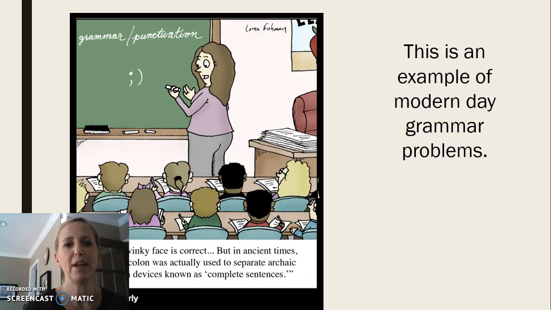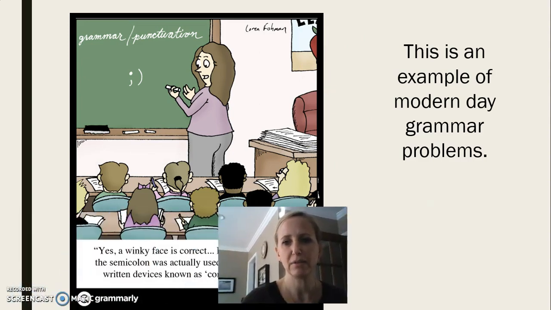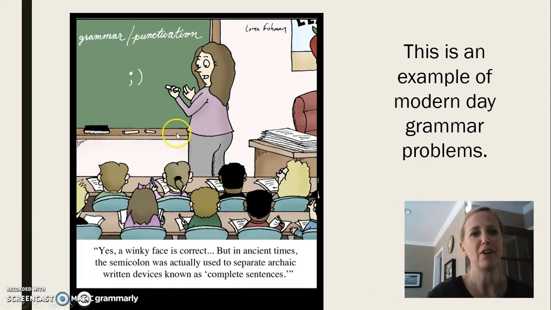All right, another brain break. Let me move my face again. There we go. This is an example of modern day grammar problems. There I am. Only hopefully I look a little better than that. It says, yes, a winky face is correct. But in ancient times, like the times that I grew up, the semicolon or a period was actually used to separate archaic written devices known as complete sentences. Got it? All right, moving right along.